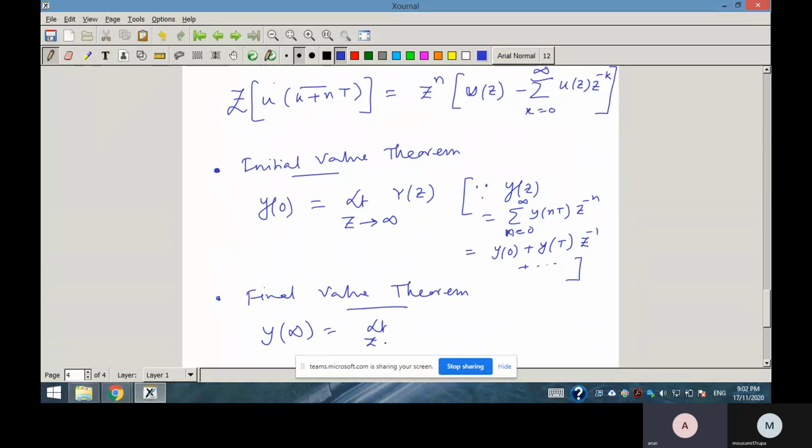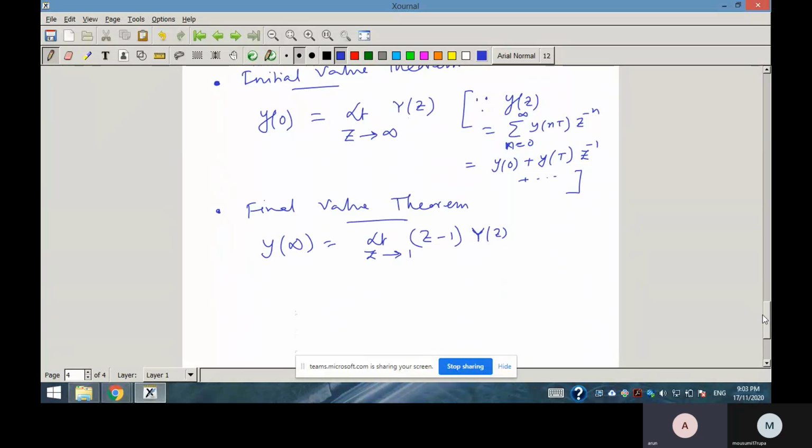So this is equal to the limit as z tends to 1 of (z minus 1) into Y(z). Of course, here yk must be bounded, otherwise the final value will not exist. The final value will be infinity.